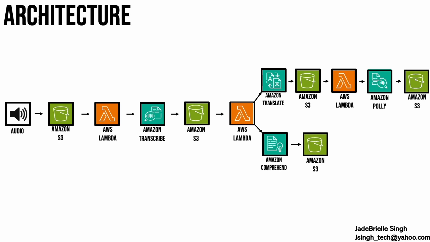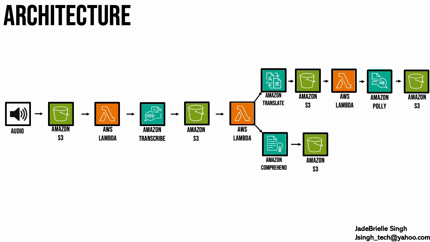I'm going to do a quick overview of the architecture. So first, I'm going to upload an audio file to an Amazon S3 bucket. That S3 bucket will then trigger a Lambda function that calls Amazon Transcribe to turn the audio file to text. And then that output will be put in another S3 bucket, which will also trigger another Lambda function that will call Amazon Translate, which will translate the text to a different language, and then Amazon Comprehend, which will look for semantics in the actual text as well.